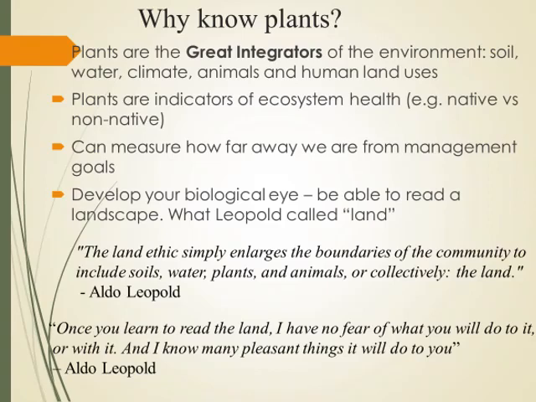This is what Aldo Leopold, when he was talking about the land ethic, said: the land ethic simply enlarges the boundaries of the community to include soils, water, plants, and animals, or collectively the land. And Leopold went on to say, once you learn to read the land, in other words, being able to identify the plants and the animals, I have no fear of what you will do to it or with it, and I know many pleasant things it will do to you.